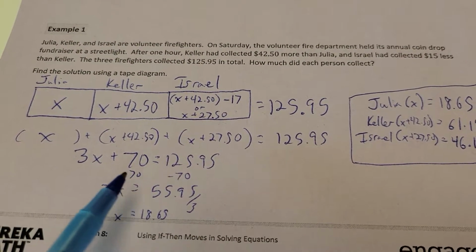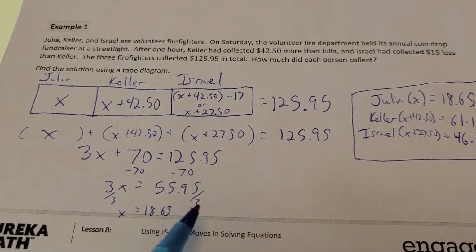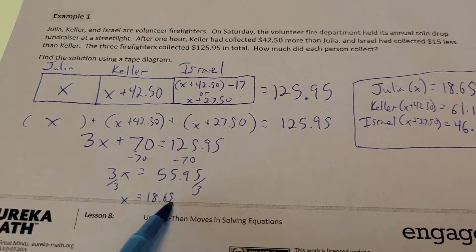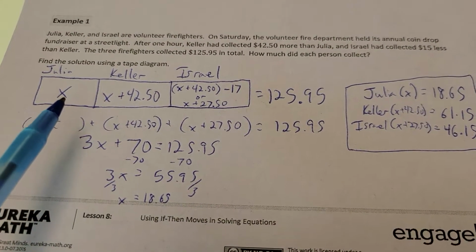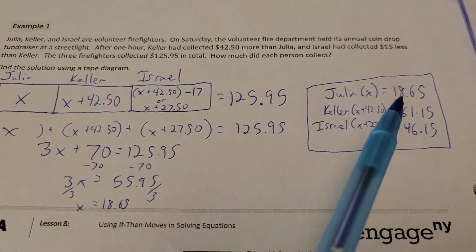Take away the 70 from each side, and I get 3X equals $55.95, and divide each side by 3, X equals $18.65. That's great for the fact that that's Julia's number. Or Julia's X. She is the $18.65.